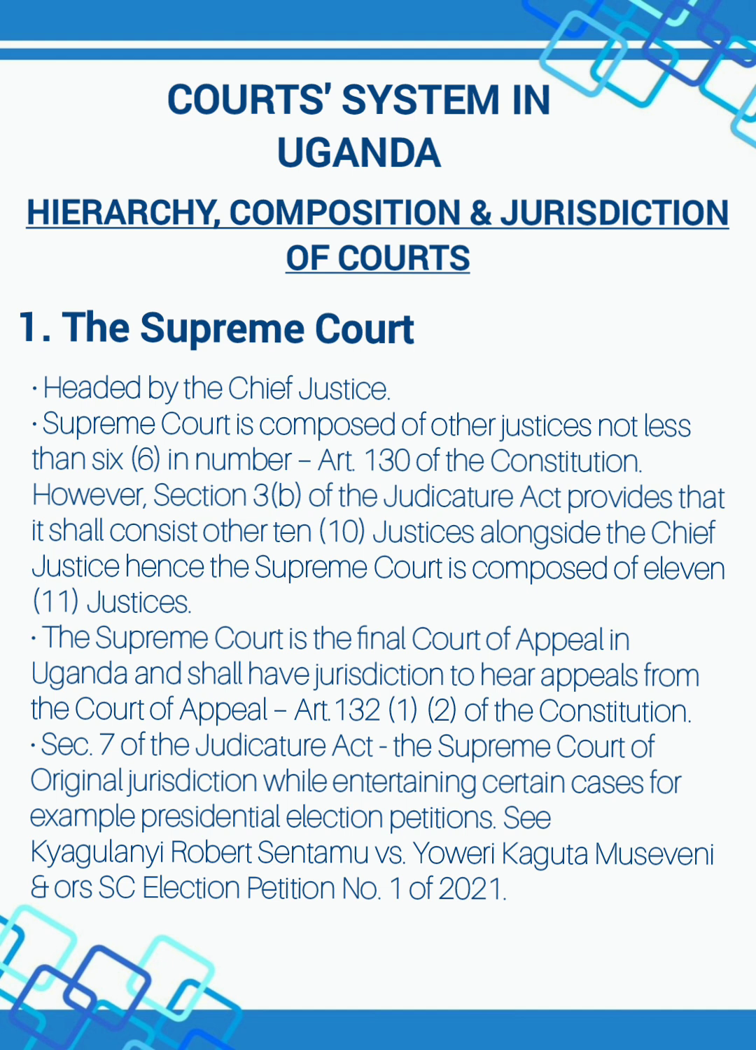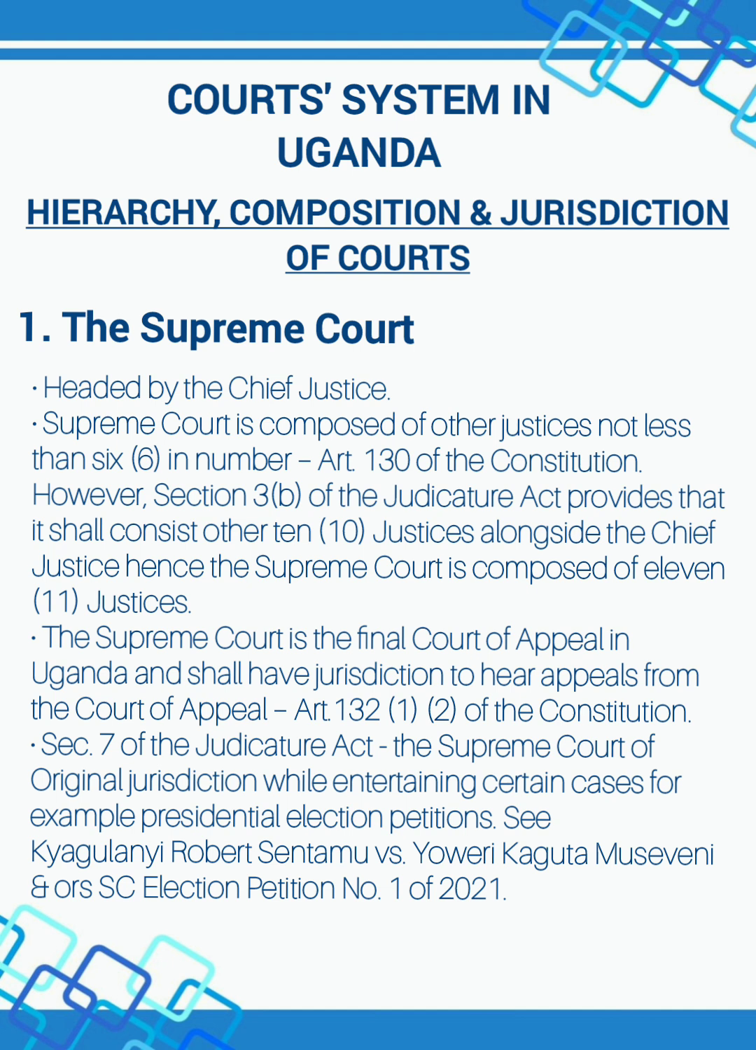So the Supreme Court is also the final court of appeal in Uganda and shall have jurisdiction to hear appeals from the Court of Appeal. Are we together? So the Supreme Court is the final court of appeal in Uganda. If the Supreme Court has given you a decision, or it has made a judgment, you cannot appeal against that judgment because it is the final court on record, right? We've also been told that the Supreme Court only hears appeals from the Court of Appeal.